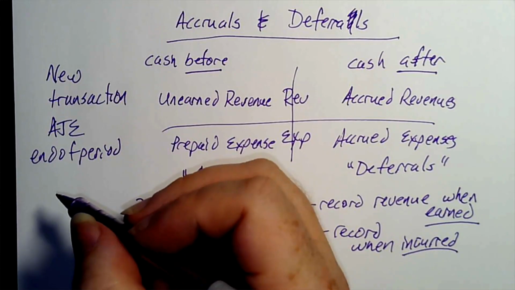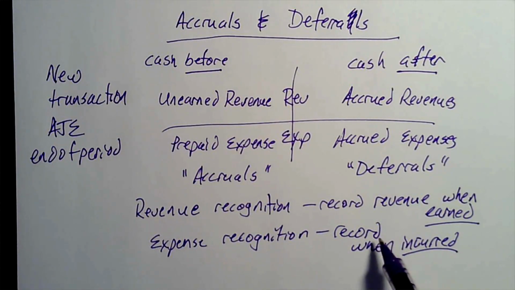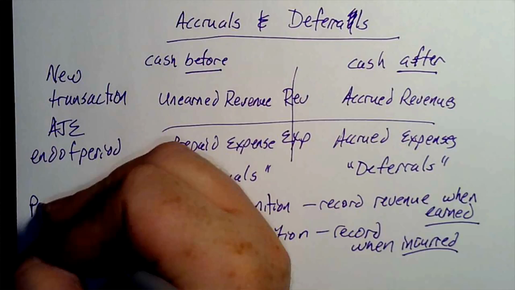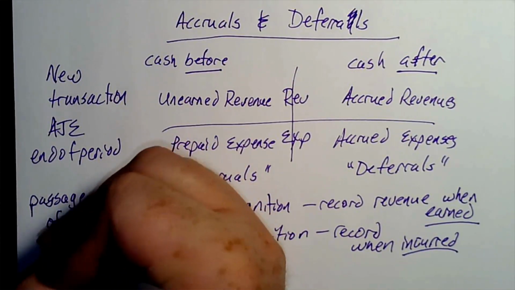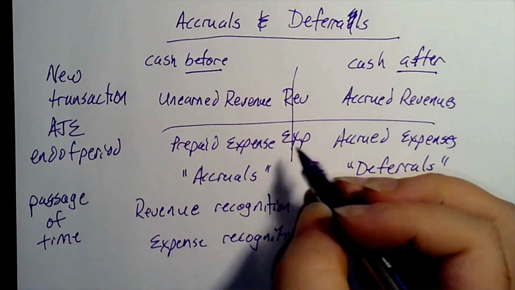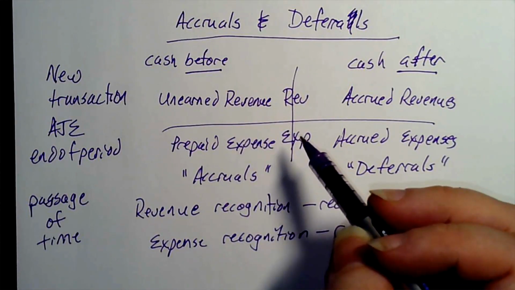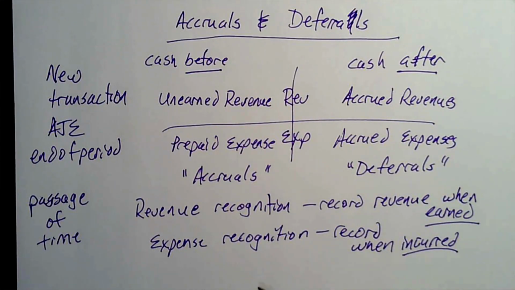And why does it take place? Well, two things, because we've got these two principles. We record revenue when it's earned, and record expenses when they're incurred, and that comes about because of the passage of time. So let's keep a couple of these things in mind as we start to look at examples, because it's not as easy to define them as it is to just go ahead and give examples of these.